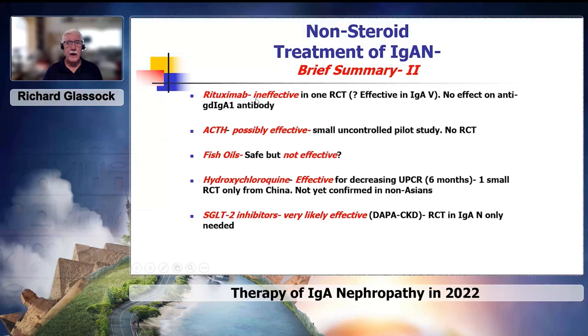Rituximab appears to be ineffective. ACTH might be effective, but there are no randomized controlled trials. Fish oils are safe, but probably not effective. Hydroxychloroquine is effective. It will reduce UPCR, but has only been studied in Asians, in one small randomized controlled trial. SGLT2 inhibitors I'll be discussing in a moment.